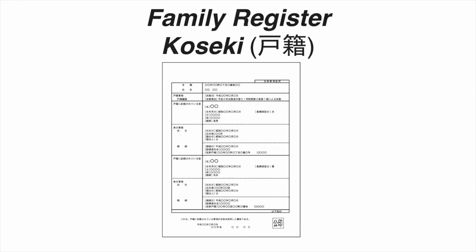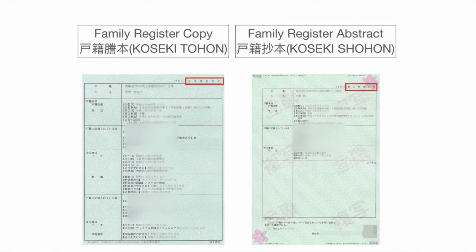Last video, I talked about the basics of the Family Register, or Koseki, which is a document that proves the identity and family relationships of Japanese people. This time, I would like to explain the different types of family registers that you must know in order to obtain a certified copy of your register. This also includes the difference between a family register copy, or Koseki Tohon, and family register abstract, Koseki Shohon.